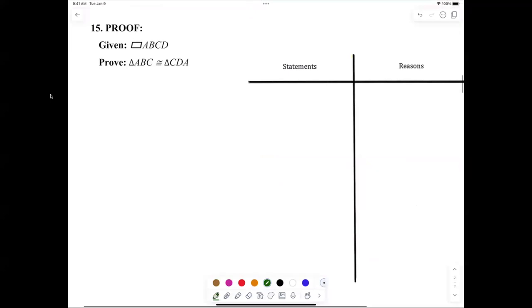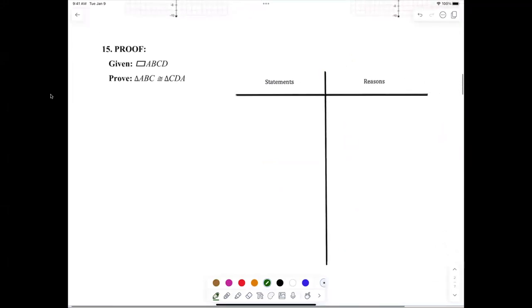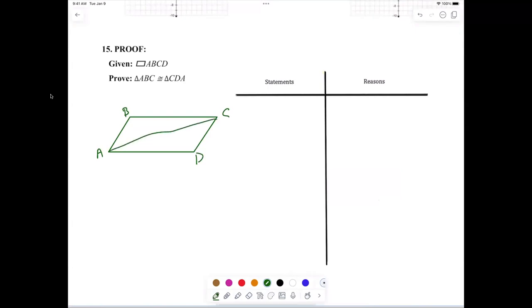All right, so here we go. Now we have a parallelogram ABCD. Let's call it ABCD. We're trying to prove that triangle ABC is congruent to triangle CDA.